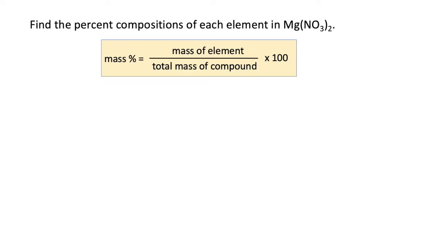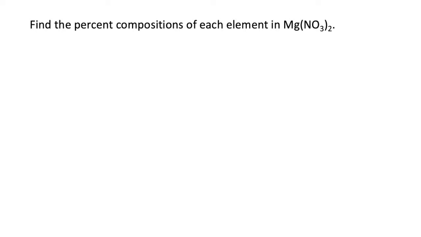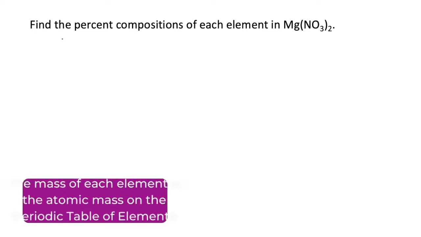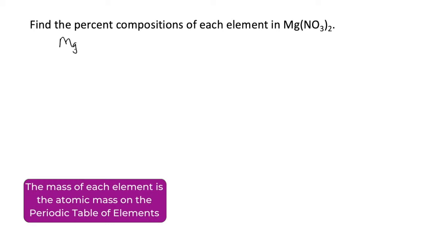the compound times 100. So the first thing we're going to do is calculate the total mass of the compound for magnesium nitrate. Here we have one magnesium atom at 24.305 grams, and 1 times this mass will give us 24.305 grams of magnesium in this compound.